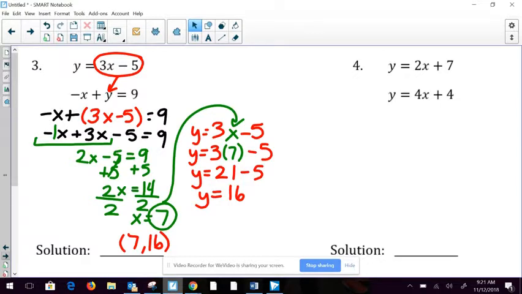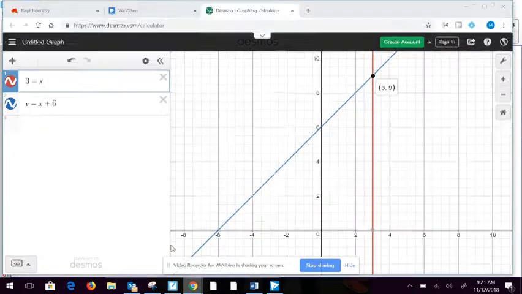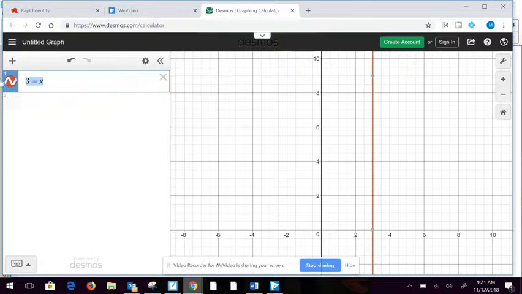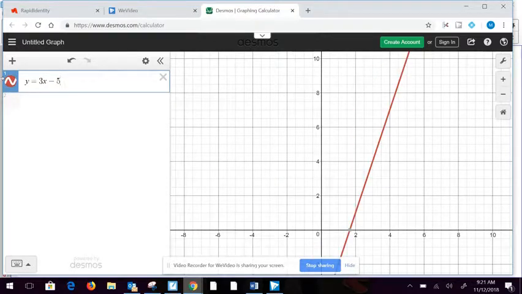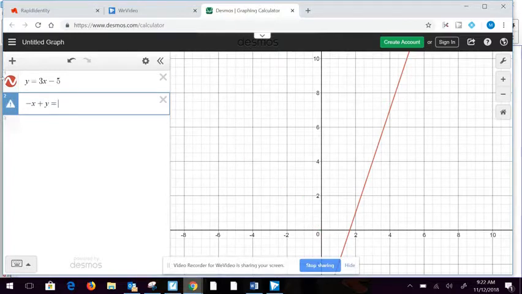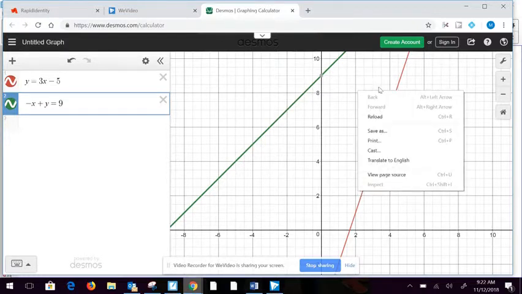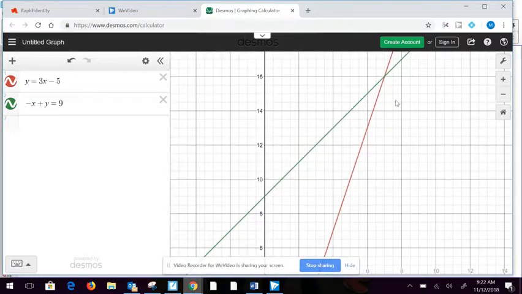And you can always go back if you think the number seems a little weird, and you can regraph this. So if we go back to that decimals graph that we already had, we'll just pull that back up and change out our equations, and we can retype this in just to make sure that we're on the same track. Our first line was 3x minus 5. Our second line is negative x plus y is equal to 9. And again, we don't see where it's at on our graph, but if we drag it down, you can see right here is where they intersect. And if I click that point, 7, 16 is our intersection point, just like what we found.